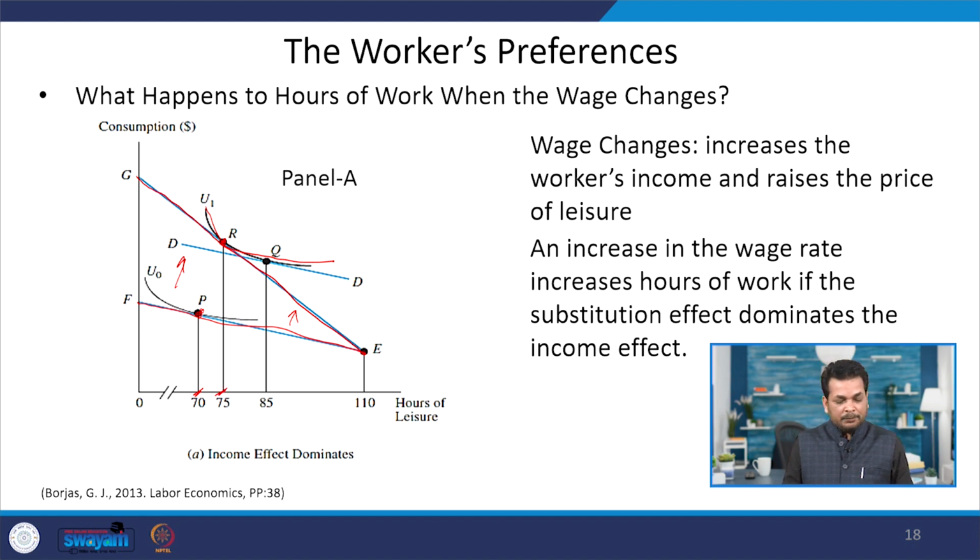So, simultaneously both the things work. His income has increased, and he also finds that leisure is more expensive. So, he cannot substitute with work hours, he finds difficulty. So, moving from point P to point R has two effects simultaneously. One is the income effect, and another one is the substitution effect.